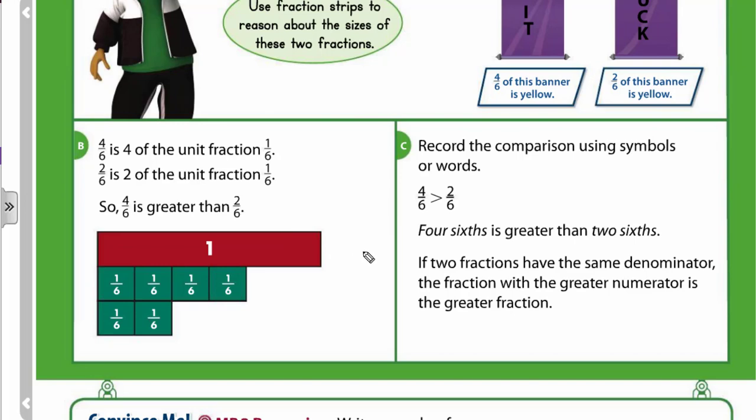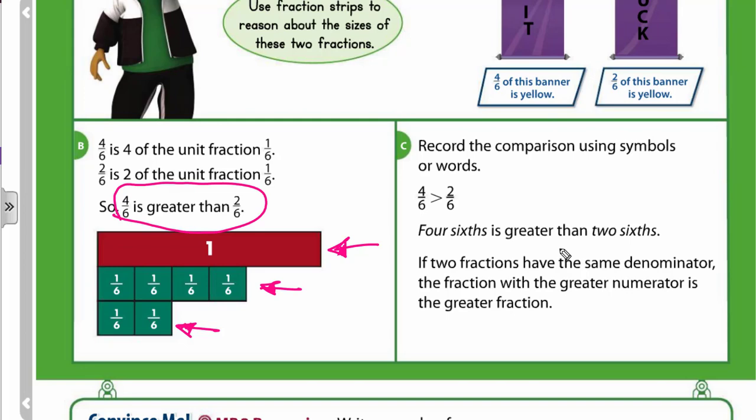Here, this is the whole one, and down here we have 4/6, which is 4 of the unit fraction, 1/6, and 2/6, which is 2 strips of the unit fraction, 1/6. So we are using unit fractions for the first one, 4/6, so 4 unit fractions, so repeat the unit fraction 4 times. And the second, 2. As you can see, which one is more? Of course, it's clear that 4/6 is greater than 2/6.